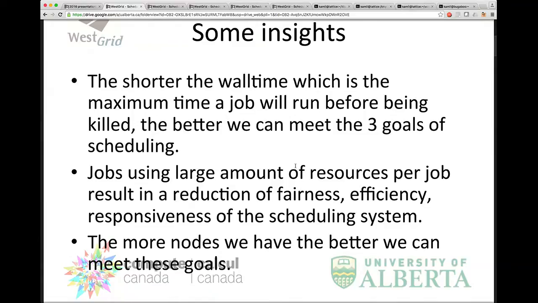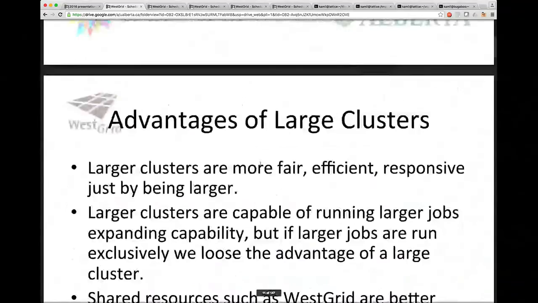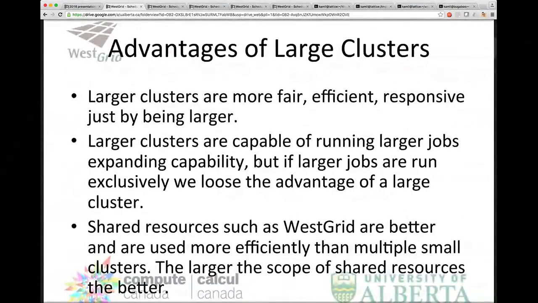So it's also going to be more fair because more jobs will be ending all the time. You're going to have a more fair chance at getting resources available on that system. And it's going to be able to be more efficient because there'll be more jobs and more resources, and therefore more opportunity to minimize the holes between. So larger clusters are more fair, more efficient, and more responsive just by being larger.